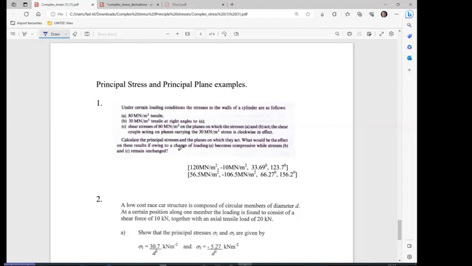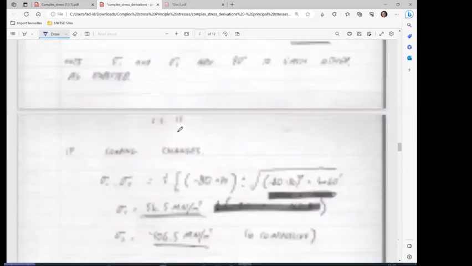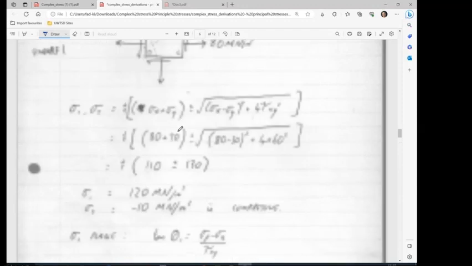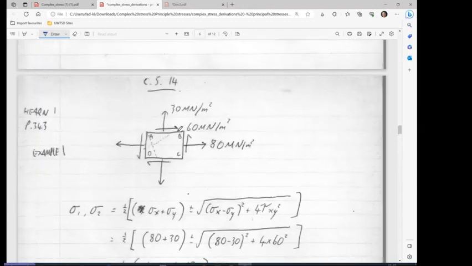What would be the effect on these results if, owing to a change of loading, A becomes compressive whilst B and C remain unchanged? Okay, so let's have a look at that first part together, and then I'll let you have a look at that second part, what would happen if we reverse the loading. Okay, so let's have a look at that. We'll look at your notes. Here we are, question number 1.